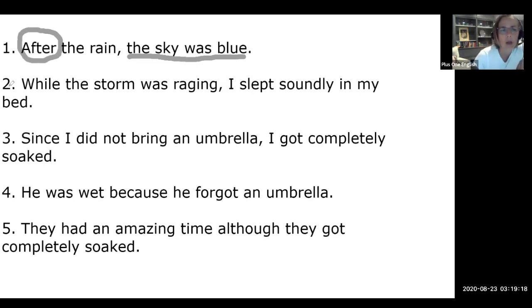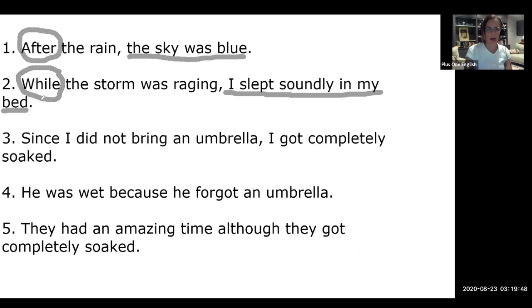The second one, while the storm was raging, I slept soundly in my bed. So where is the mommy clause? I slept soundly in my bed. The baby clause, while the storm was raging. This part of the sentence cannot stand on its own, and while is the subordinating conjunction. And this means at the same time, okay? So we have after, we have while, during, and then since.